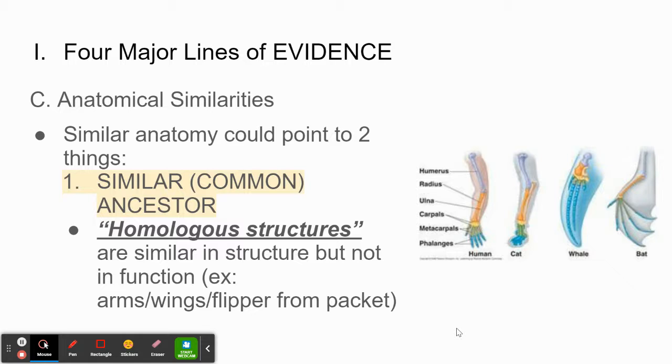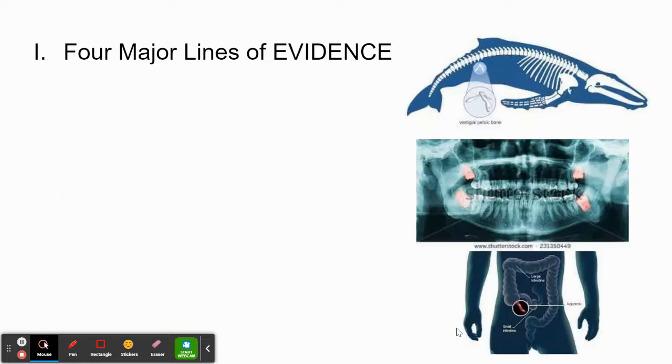So similar underlying bone structure, homologous structures, point back to a common ancestor who shared similar DNA that coded for that humerus bone and that radius bone, but the actual appendage or the limb doesn't have the same function across those species. So if we have similar anatomy, that points back to a common ancestor.